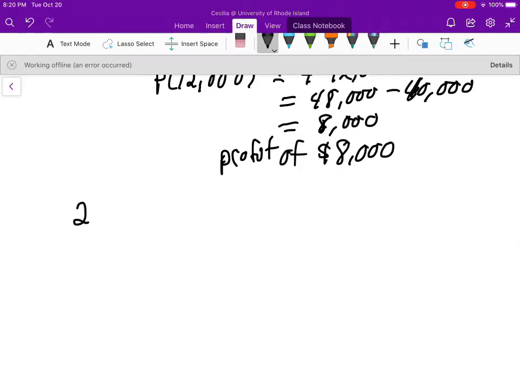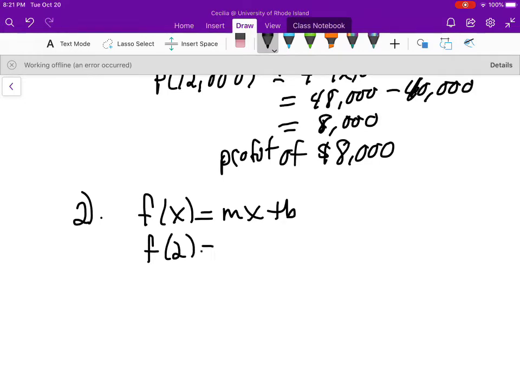So now we're going to go to problem 2. And this problem says, find the constants m and b in the linear function f of x equals mx plus b, such that f of 2 is equal to 4, and the straight line represented by f has slope equal to -1. So we're just going to write m equals -1. That's what that is saying. This is what it's telling us.